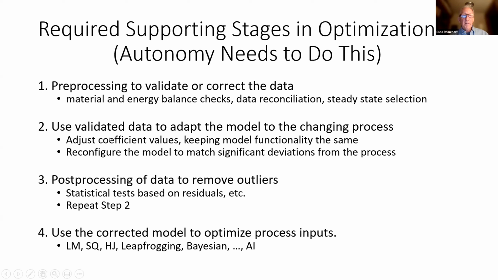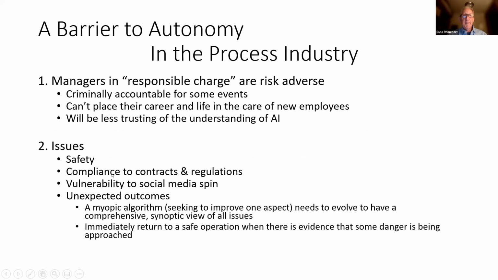So once the data has all been satisfied, and we have the models, then we can use the model for optimization. But all of these stages are important, and usually there's a lot of humans' effort involved in all of these. If we're going to go to full autonomy, we need to have ways to do all that.